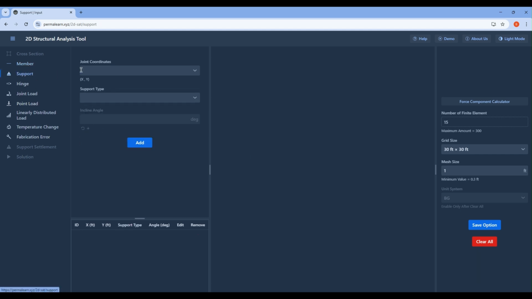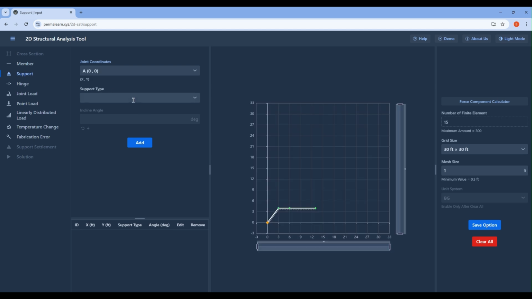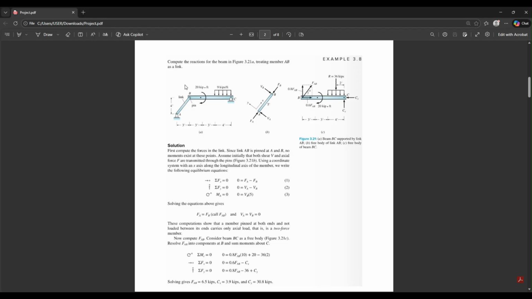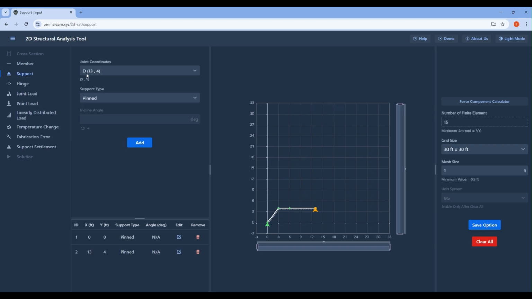And after this, we need to add support. At point A, we have pin, and at point D, A, B, C, D here, we have pin. And since AB here is a link, we need to add a hinge at point B.